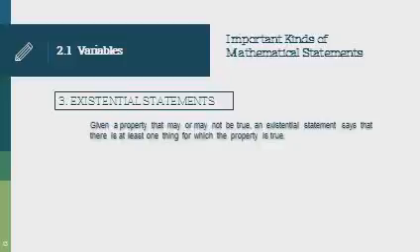Given a property that may or may not be true, an existential statement says that there is at least one thing for which the property is true. Example, there is a prime number that is 7. Ayan. You may observe naman yung kanyang keyword na ginamit, there is. Kasi nga, an existential statement is a statement that is true if there is at least one variable within the variable's domain for which the statement is true.